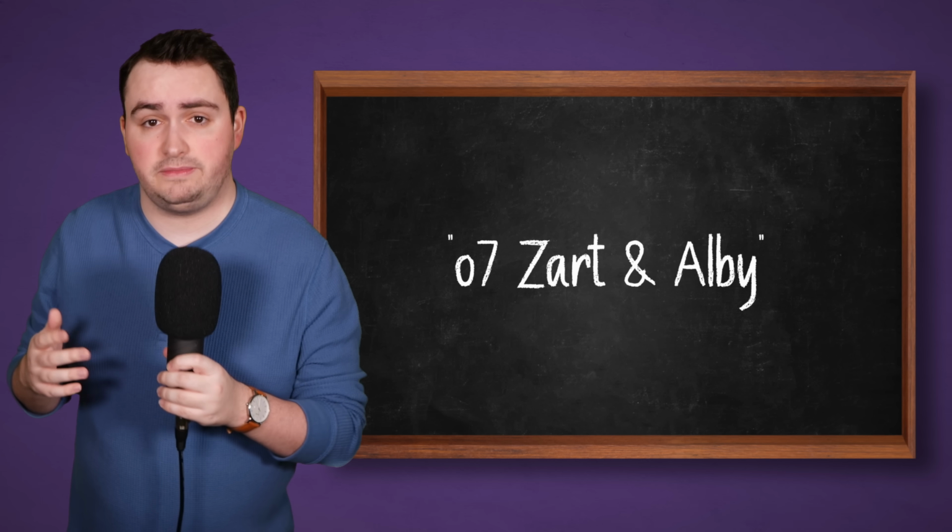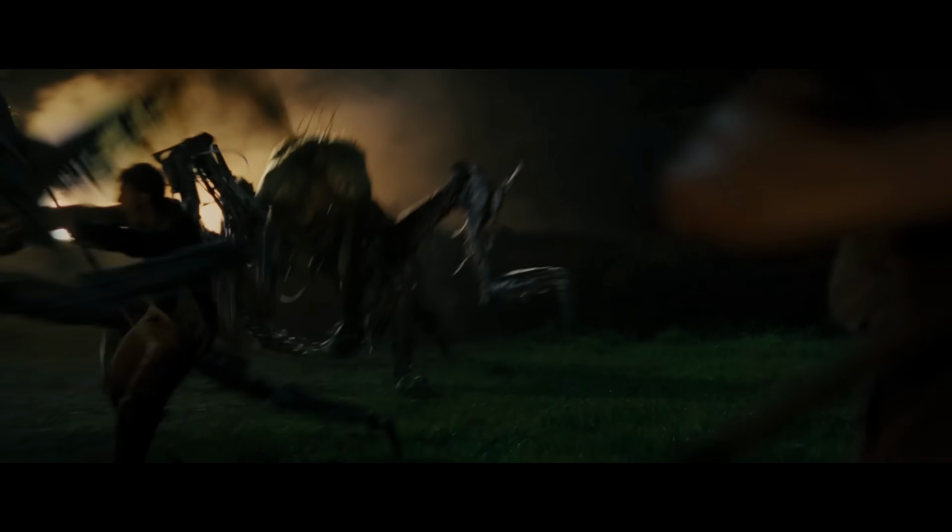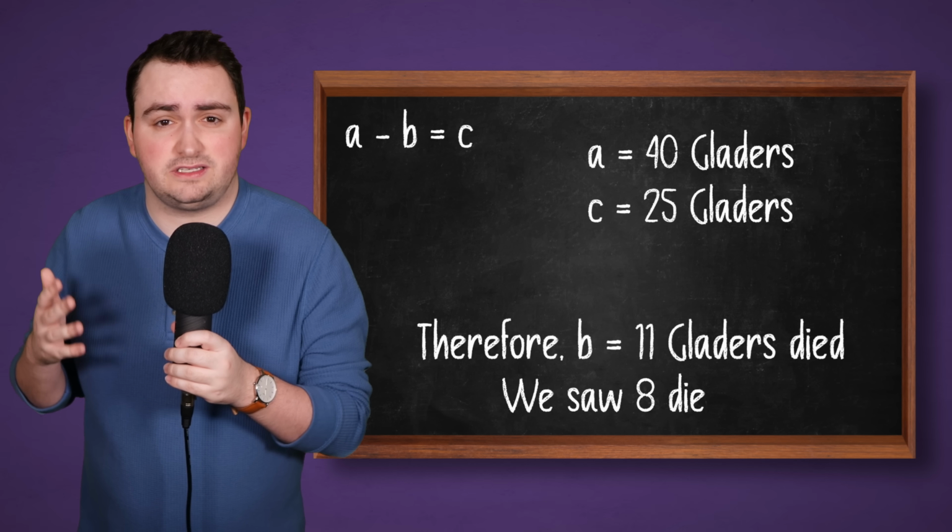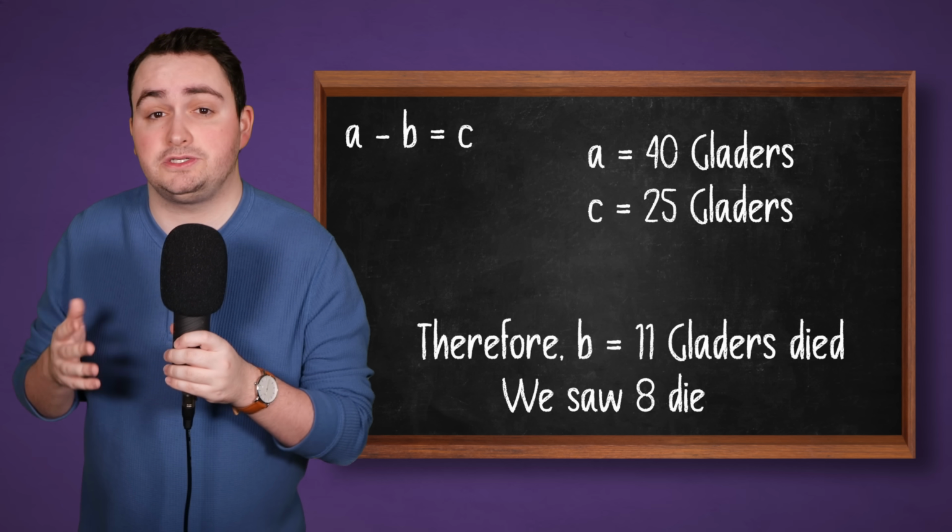So we can pretty clearly see 8 characters die, including Albie and Zart, rest in peace you legends, Comet 07 to Zart and Albie. But with 8 characters dead, that isn't a cause for concern in terms of the math, but what is how many characters we hear die.